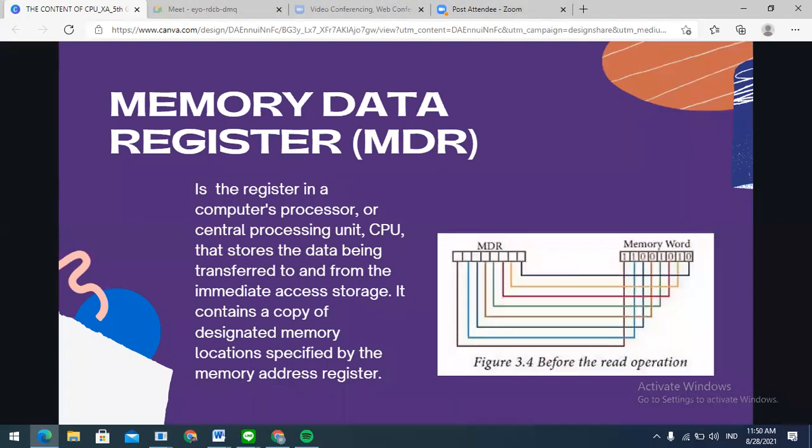Memory data register or MDR is the register in a computer processor or central processing unit, CPU, that stores the data being transferred to and from the immediate access store. It contains a copy of the designated memory location specified by the memory address register.